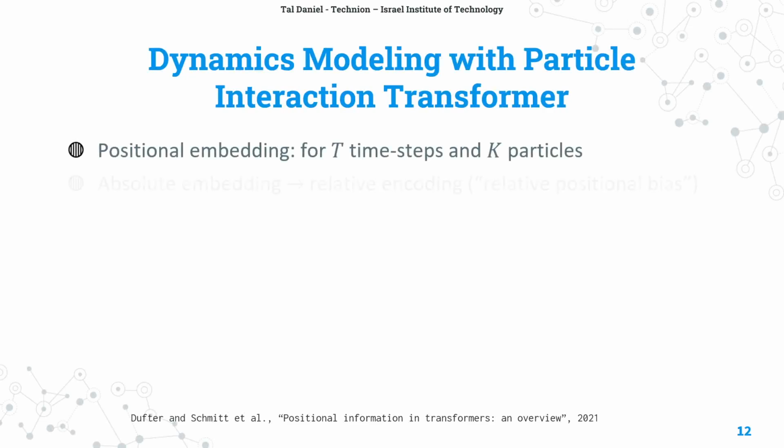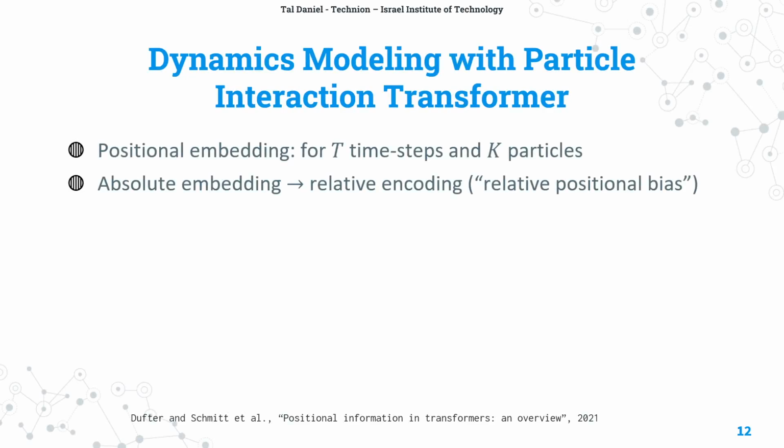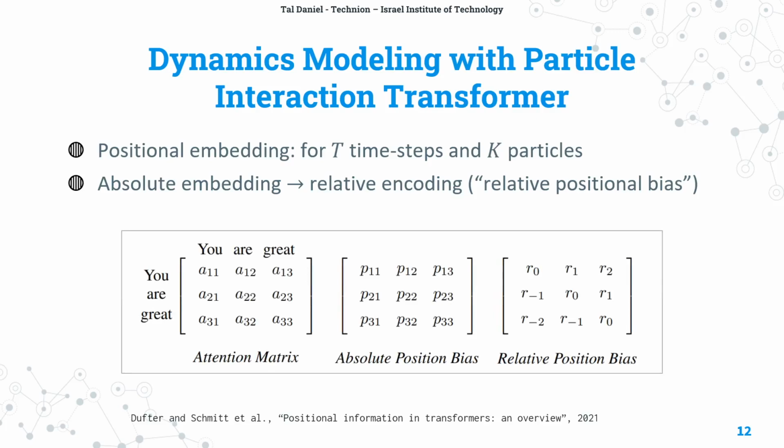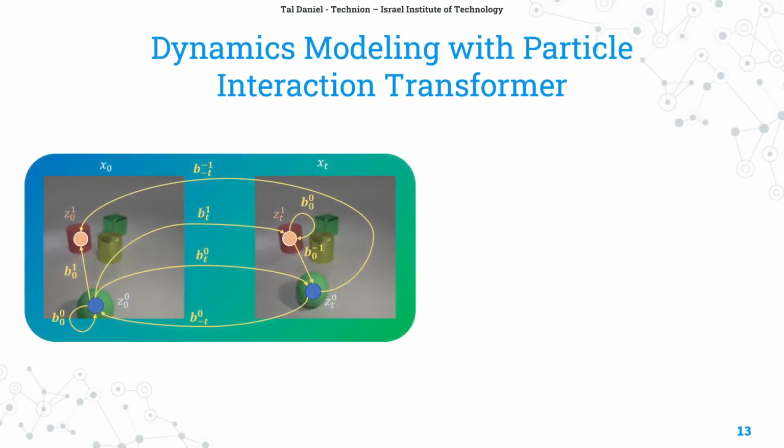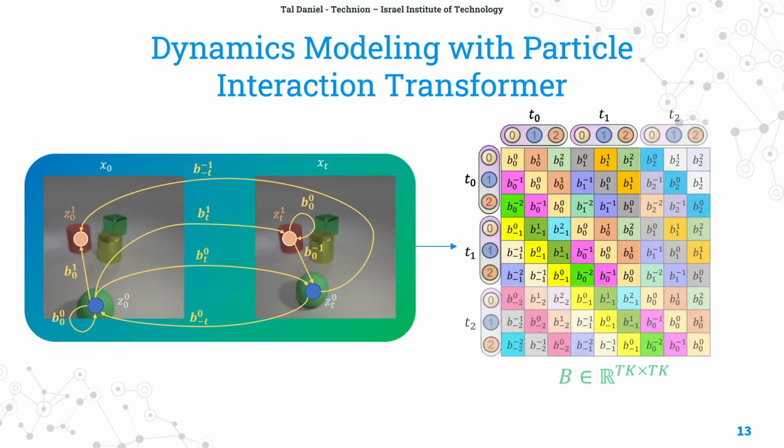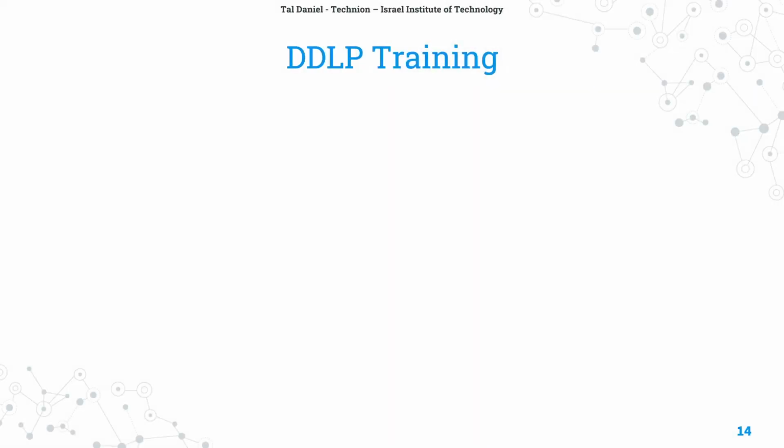Finally, we replace the absolute positional embedding with relative positional embedding, both for the time and for the particle identity. The relative positional bias is built as follows. The positional bias is added directly to the attention matrix.